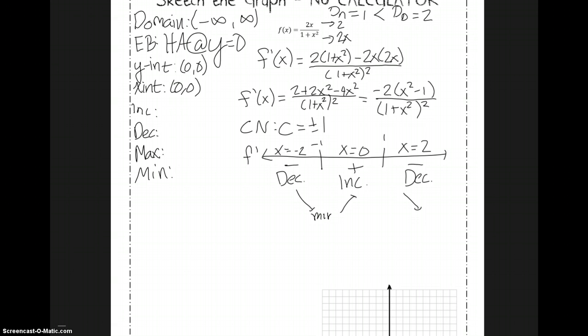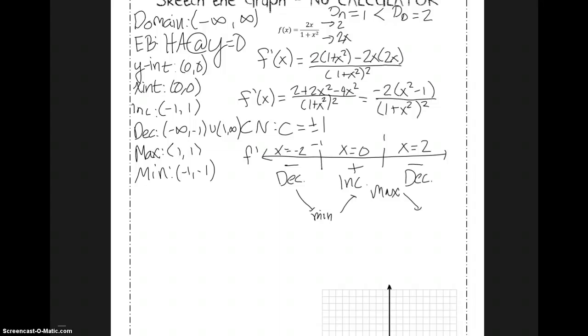It looks like we will have a min at negative 1 and a max at positive 1. So we are increasing between negative 1 and positive 1, decreasing from negative infinity to negative 1, union 1 to infinity. Maximum at positive 1, and to figure out the y value of the maximum, we plug the 1 into the original function, and we get positive 1. Minimum at negative 1, and to get the y value for that, we also plug that into the original function, so I get negative 1.